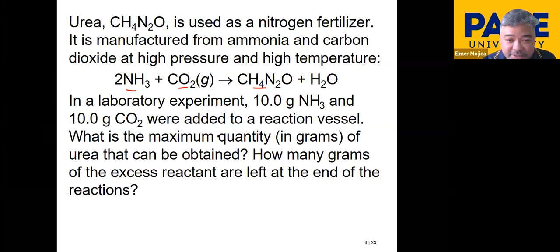Now, you are asked here, if you have 10 grams of each of these reactants, what will be the maximum quantity in grams of urea that can be obtained? And how many grams of the excess reactant are left at the end of the reaction? Maybe the best way for us to solve this problem is to solve how much urea is produced if we use this as the limiting reactant and if we use this as the limiting reactant. That's why I put here an extra page.